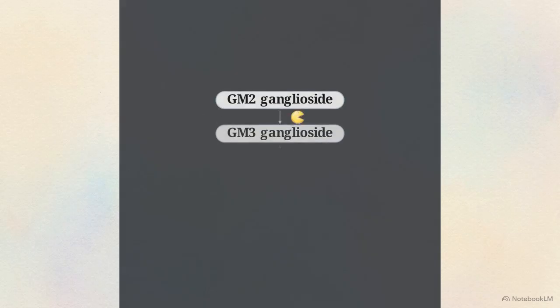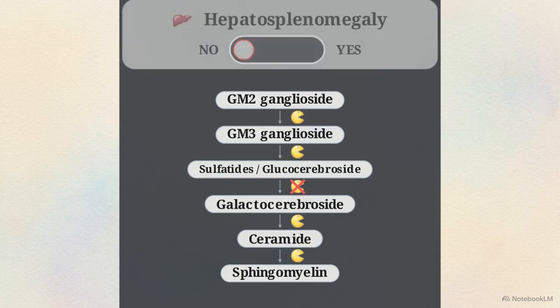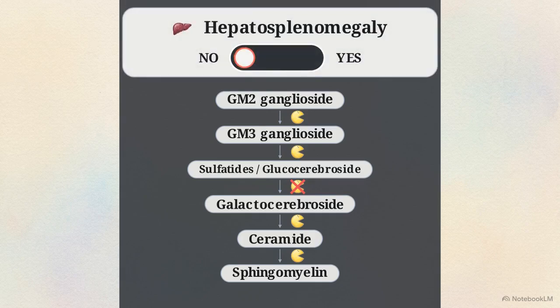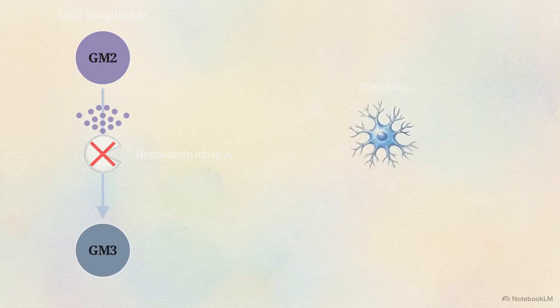In the sphingolipidoses pathway, each arrow represents a digestive enzyme. The blocked step identifies the disease. To navigate clinically, start by checking for hepatosplenomegaly to immediately narrow the differential. Applying that single binary question splits the diagnostic group in half, providing a high-yield pivot point. Looking at the first step, we find Tay-Sachs disease, caused by missing hexosaminidase A. Without it, the cell fails to process GM2 ganglioside.